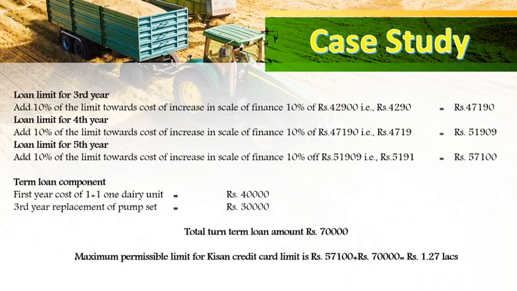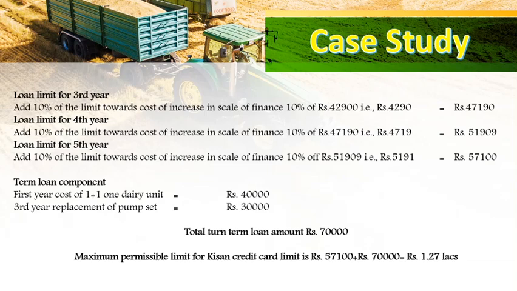Then for the third year, and again for each and every year, it will increase by about 10%. So 10% of the second year, which is 47,190, and for the fourth year it will be 51,909, adding 10% of the previous year. Then the loan limit for the fifth year is 10% of the fourth year, whatever amount is given. So in total he will be getting 57,100 towards crop.